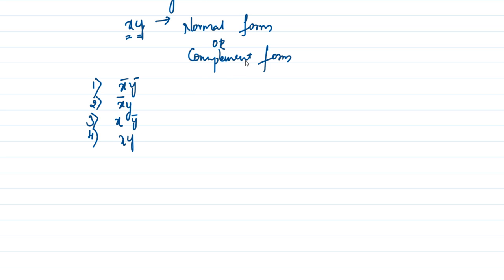Am I right? If I consider only one variable, say z, z may appear in the normal form z, or in the complemented form z bar. The same way, if I consider two variables, how many possibilities have I written? I have written four possibilities, correct? What it means? If n variables are there, the total number of combinations for these min terms may be 2 to the power n.